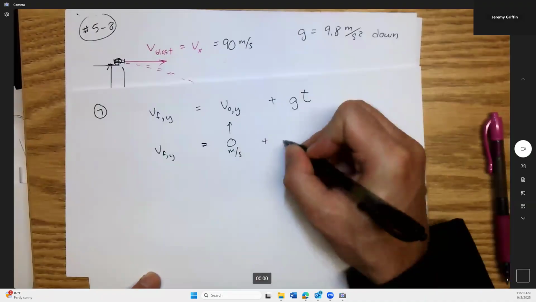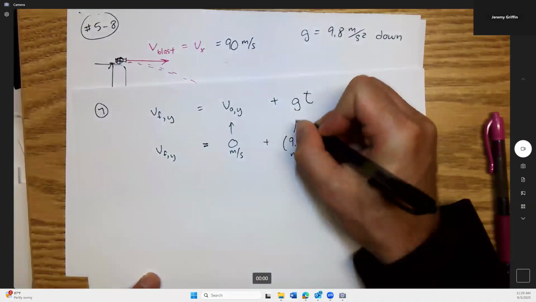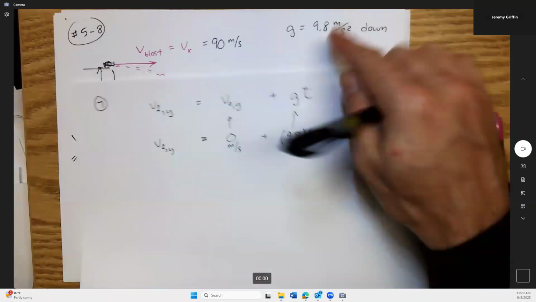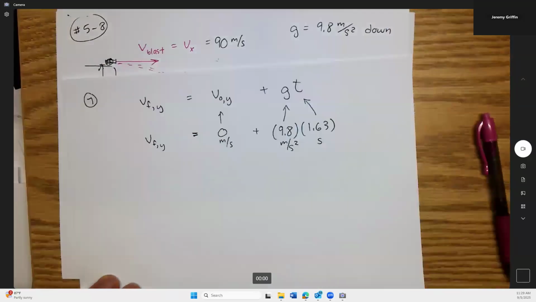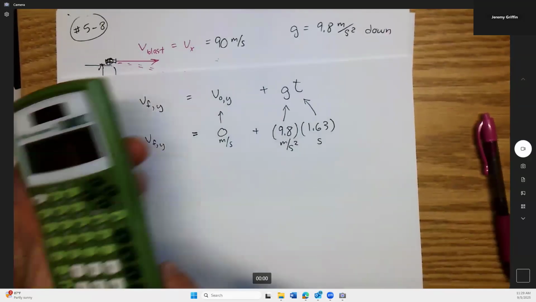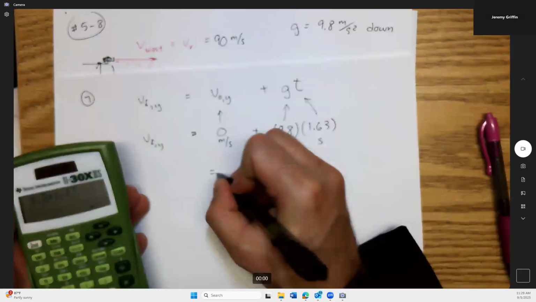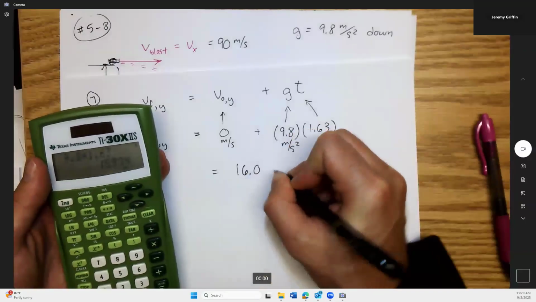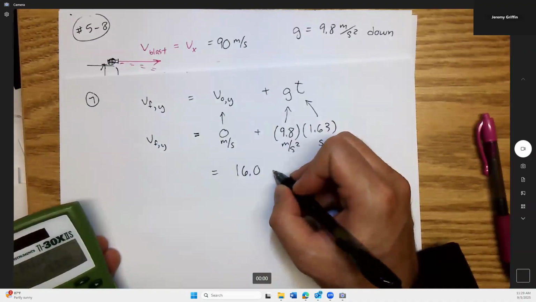Okay. I'm looking at 9.8 meters per second squared for, what's my time? 1.63 seconds. Just like that. So what's 9.8 times 1.63? That rounds to 16.0. Yeah, 16 what? Can I just say 16 and walk away? 16 what?